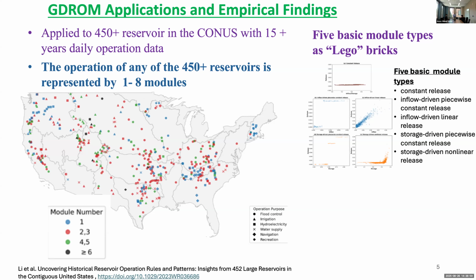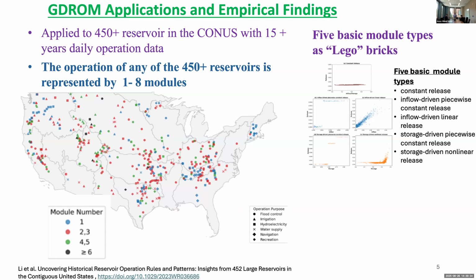And this is exactly the well-known hedging policy. It means to some extent, we have to keep storage for the future. And this is widely used in drought periods if a drought is forecasted. So among hundreds of modules for all these 450 reservoirs, they all belong to one of these 5 modules. And some reservoirs we might say have combined types.